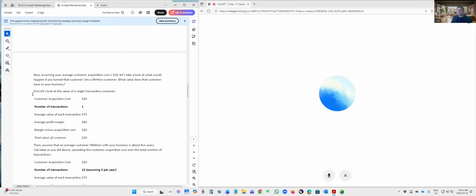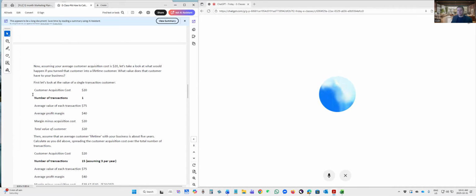First, let's look at the value of a single transaction customer. Customer acquisition cost, $20. Number of transactions, 1. Average value of each transaction, $75. Average profit margin, $40. Margin minus acquisition cost, $20. Total value of customer, $20.